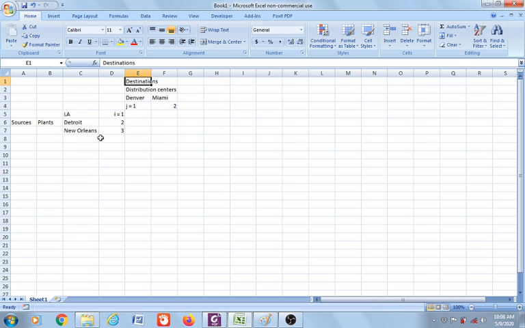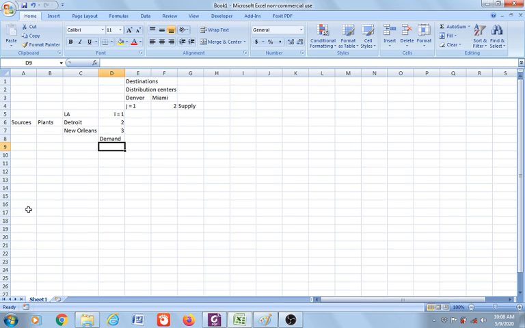So from the source, because the source is the origin of the product, we have the total supply. So this is the total supply. And from the destination, they have demand. So we have the total demand from the destination.